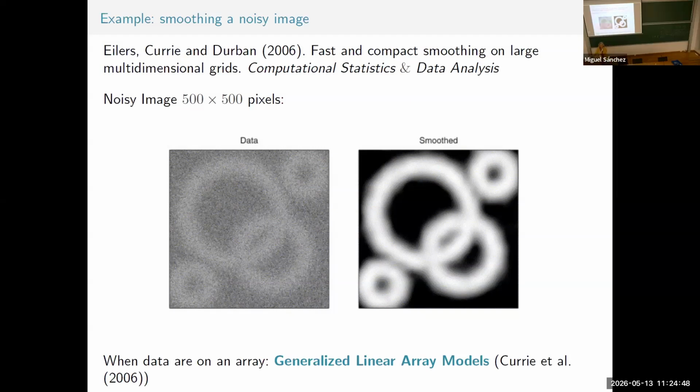So this is a case in which we have an image with noise, and then we extract the signal from the noise. And as I said, this is done very, very fast.